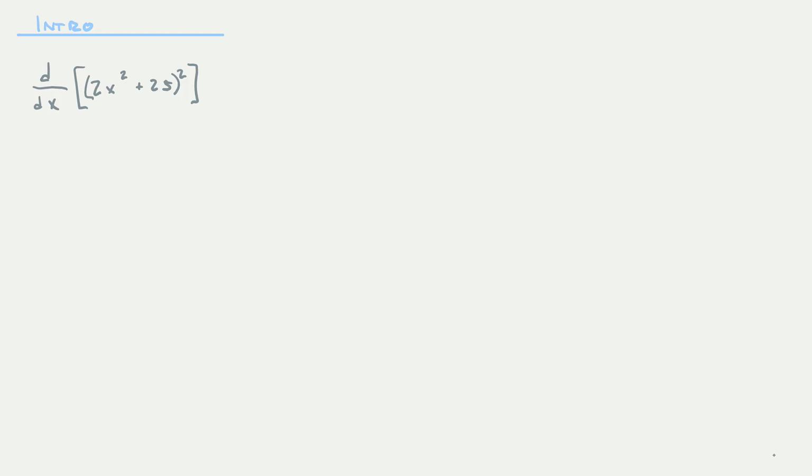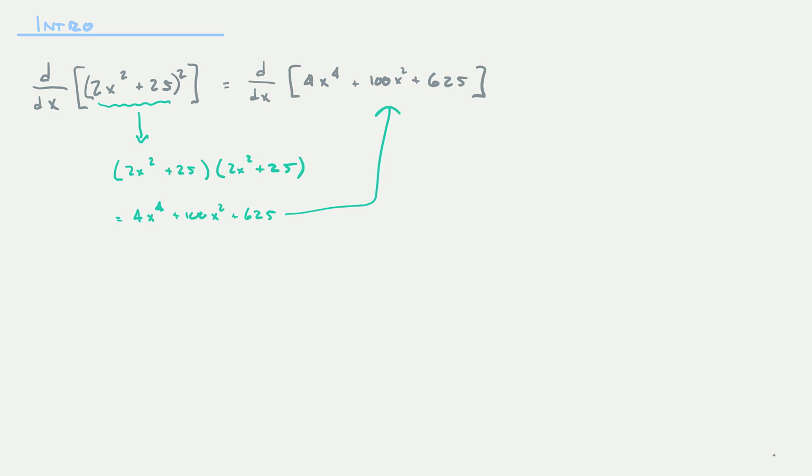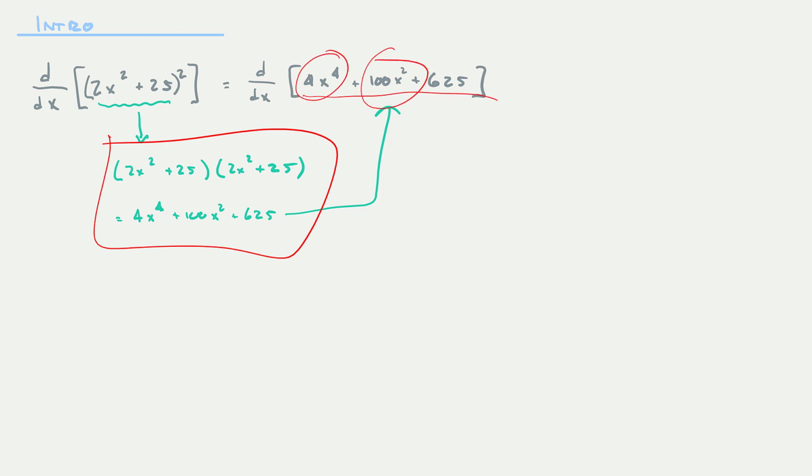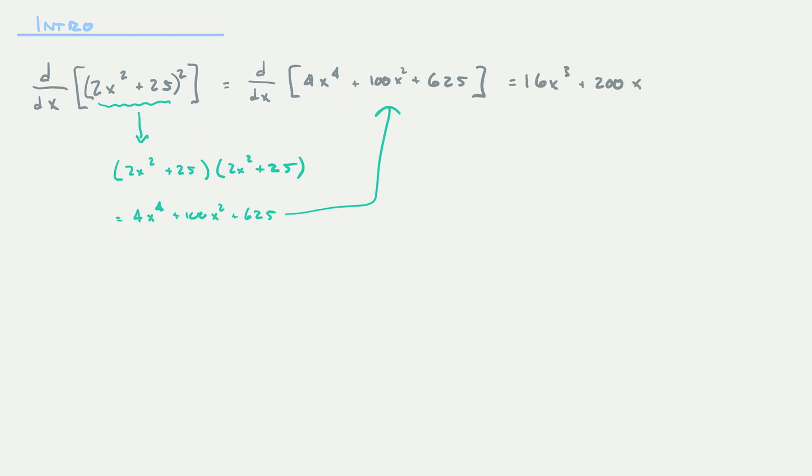Okay, no problem. All we're going to do is realize that when you square a binomial, you're multiplying it with itself. So I did that here, multiplying with itself. And now I'm using the power rule in two different locations, bringing down the 4 to get 16x to the third, and then it looks like we're going to get 200x for the next part. No problem.